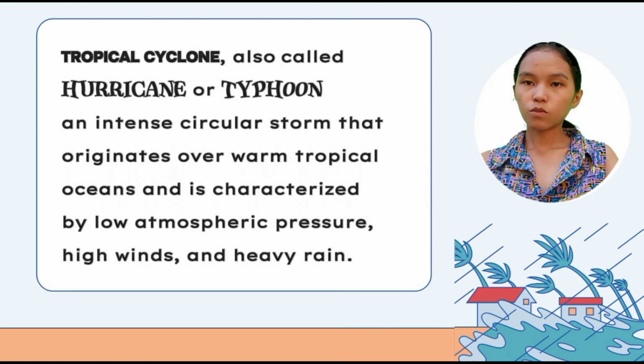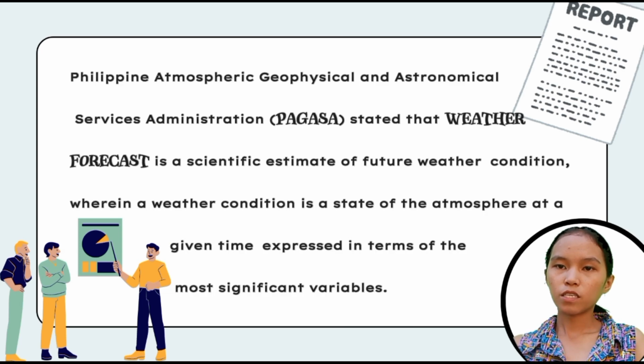Tropical cyclone, also called a hurricane or typhoon, is an intense circular storm that originates over warm tropical ocean and is characterized by low atmospheric pressure, high winds, and heavy rain. The Philippine Atmospheric, Geophysical and Astronomical Services Administration, also known as PAGASA, stated that weather forecast is a scientific estimate of the future weather condition, wherein the weather condition is a state of the atmosphere at a given time expressed in terms of the most significant variables.